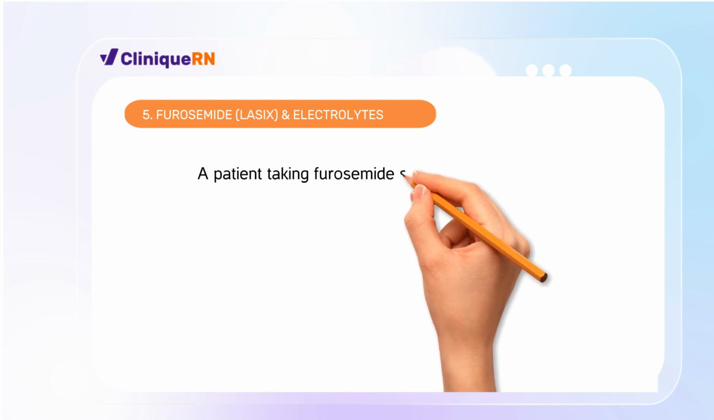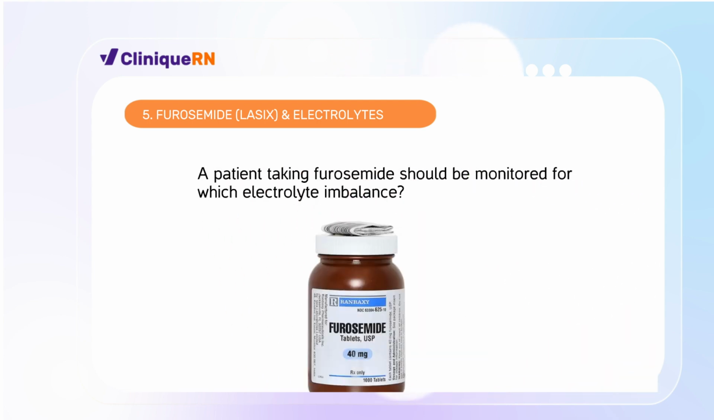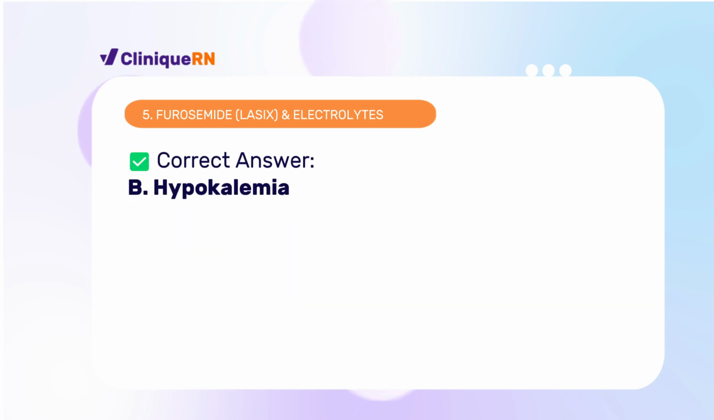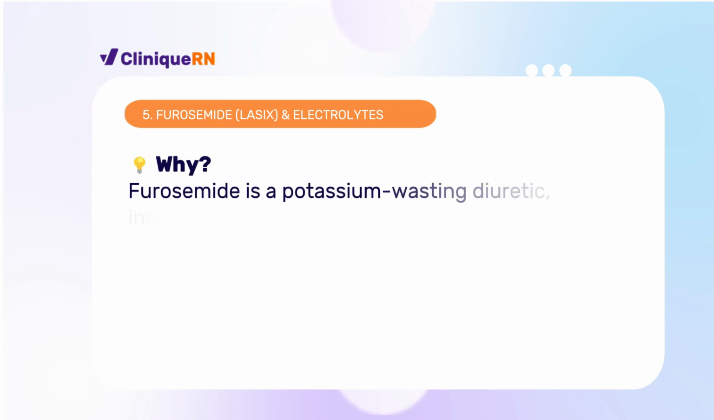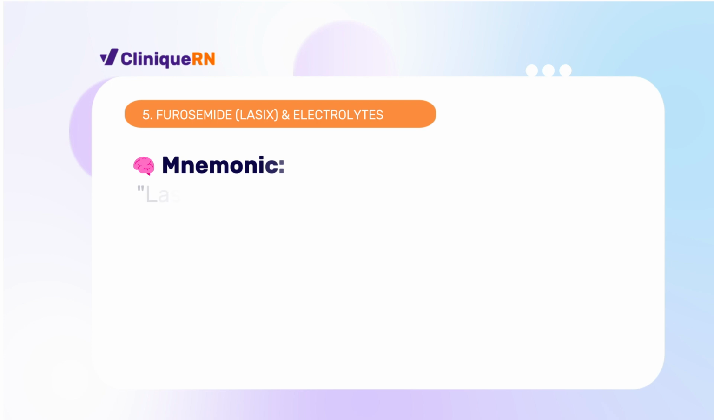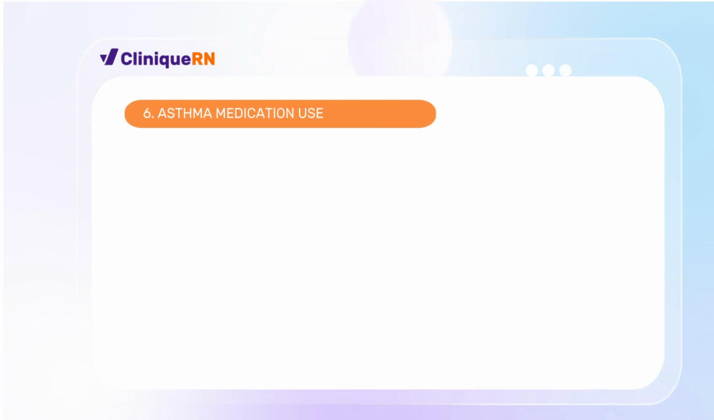5. Furosemide, Lasix, and electrolytes. A patient taking furosemide should be monitored for which electrolyte imbalance? A. Hyperkalemia. B. Hypokalemia. C. Hypercalcemia. D. Hypermagnesemia. Correct answer: B. Hypokalemia. Why? Furosemide is a potassium-wasting diuretic, increasing risk of low potassium, K+. Mnemonic: Lasix loses K+.